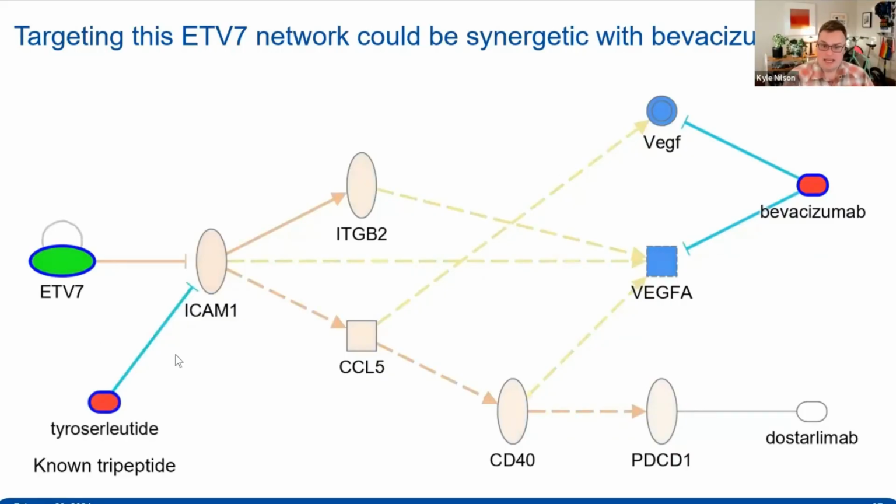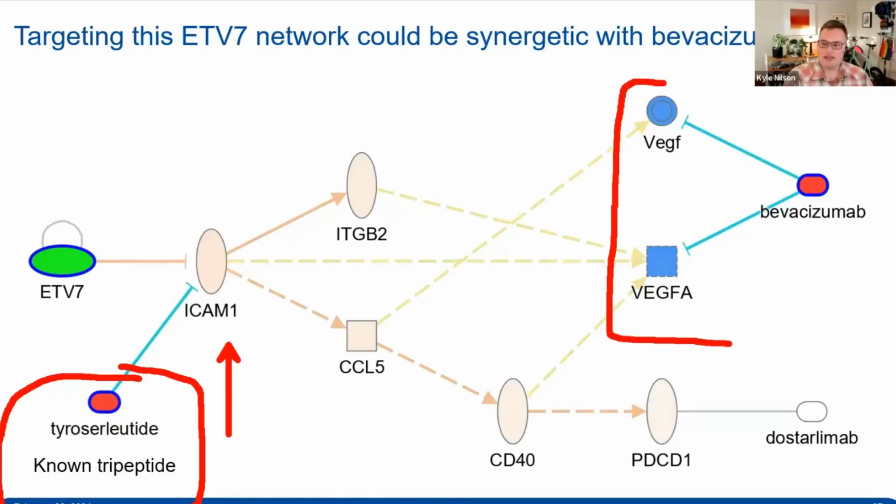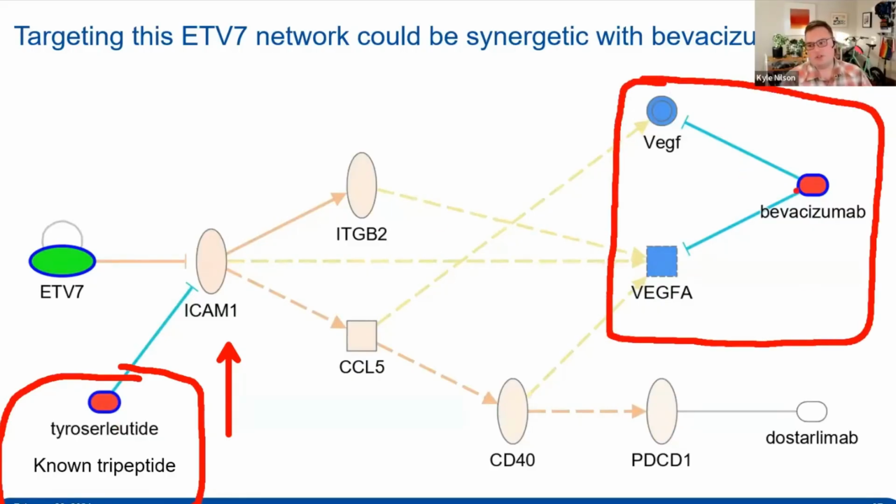If we instead look through our relationships for known drugs, it turns out there is a known inhibitor of ICAM1, the target immediately downstream of ETV7. And when simulating an increase of that tripeptide, that led to overcoming the particular effects on VEGF receptor, thus restoring bevacizumab responsiveness.